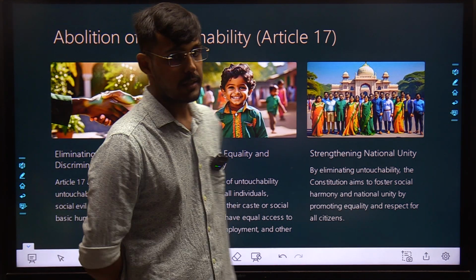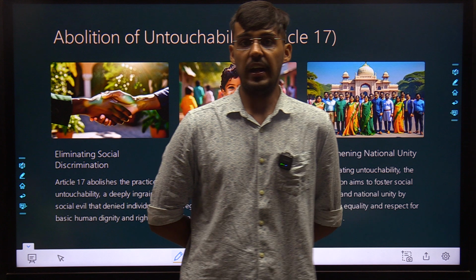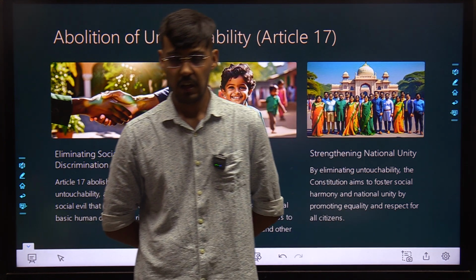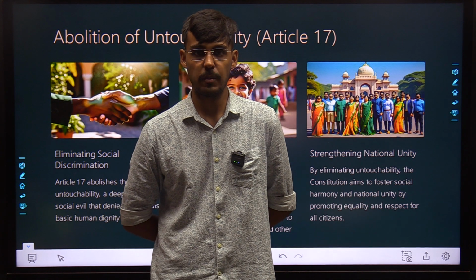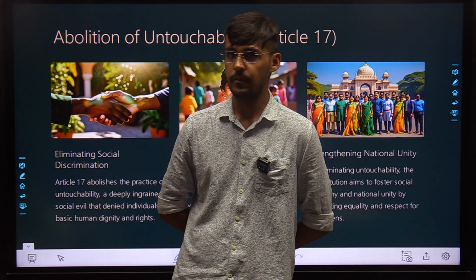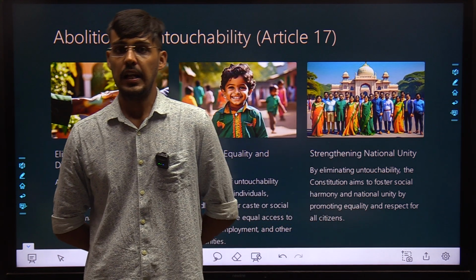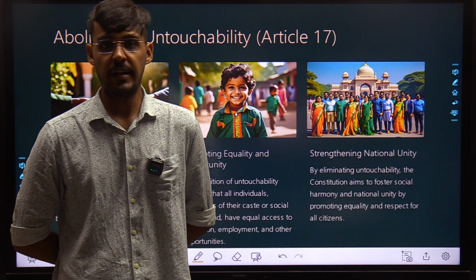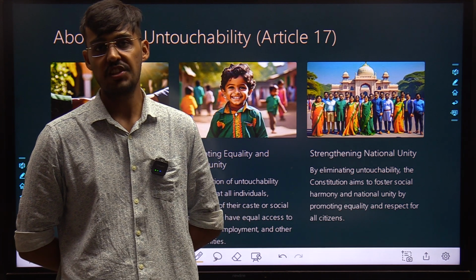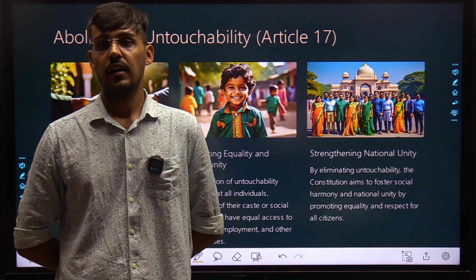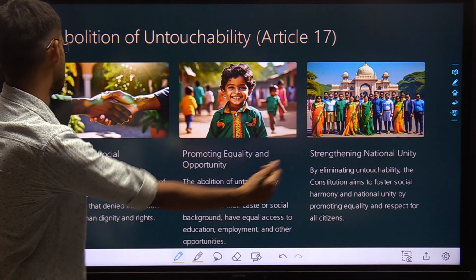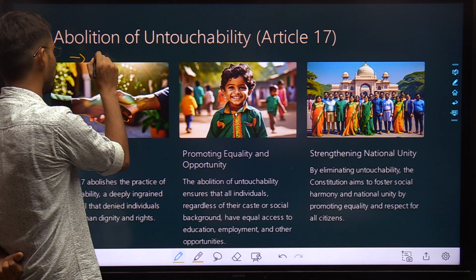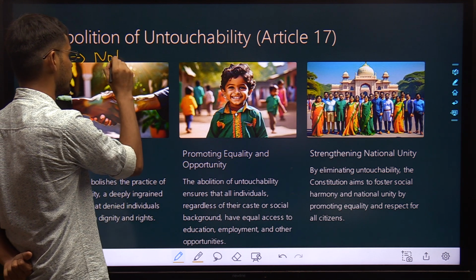Article 17 talks about the abolition of untouchability. All of you must have read something about untouchability. You must be knowing something about untouchability, in my opinion. Historically, there are a few segments of Indian society which have been discriminated against to a huge extent. For example, certain sections of the society were not allowed to go to temples.